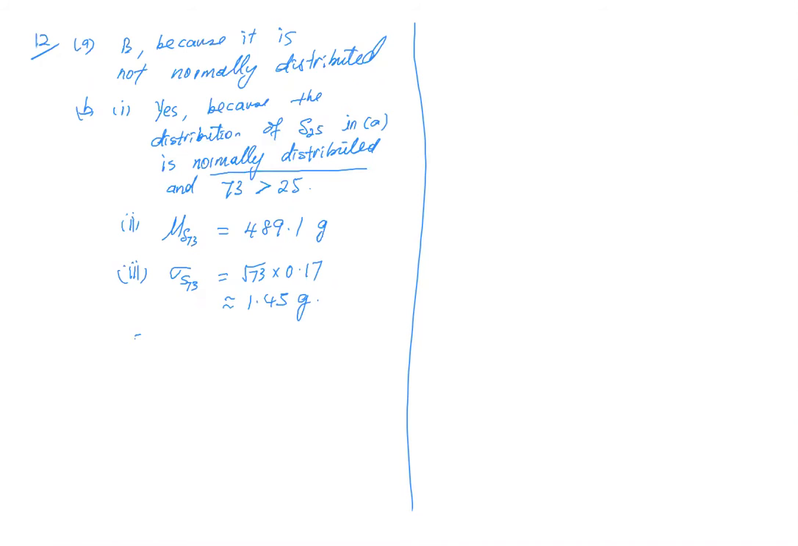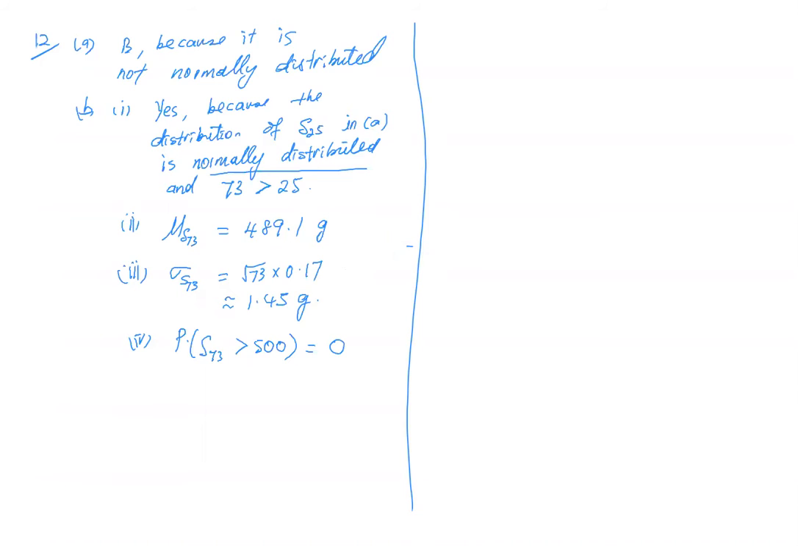Okay, part 4. Find the approximate value for the probability for S73 to be more than 500 grams. So the answer is 0? Yes, you're right. Because you can see here, it is 3 standard deviations away, correct? Actually, I don't have to count already. It's around 2 to 3 standard deviations away already, so it's almost 0, okay?